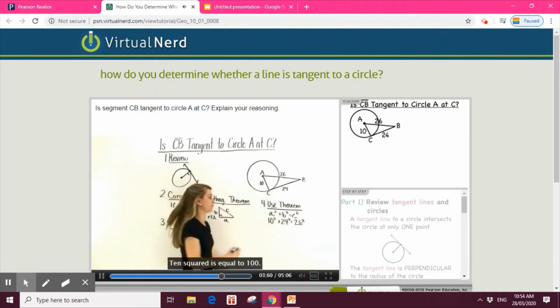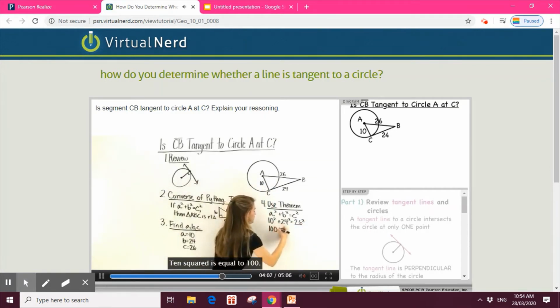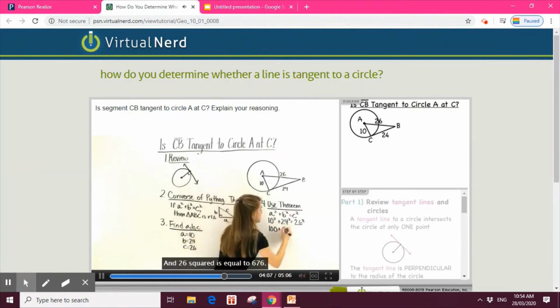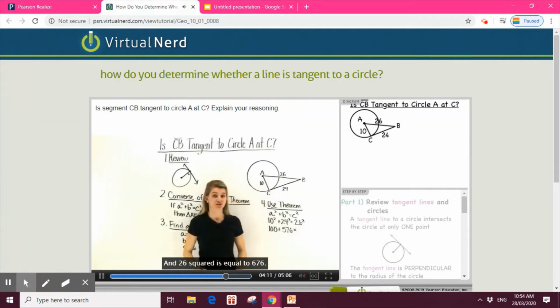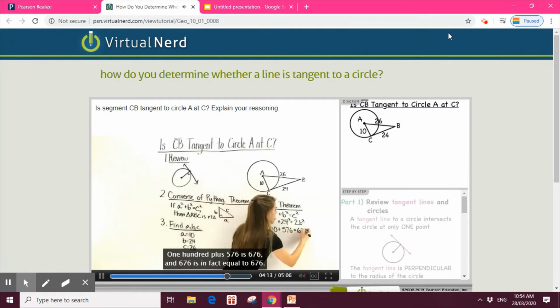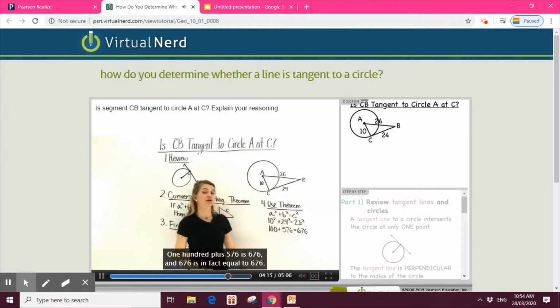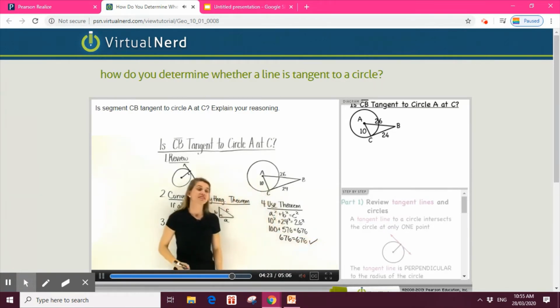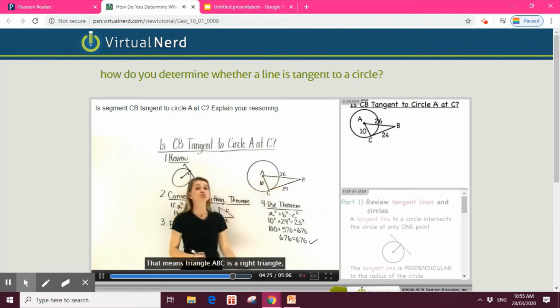10 squared is equal to 100. 24 squared is equal to 576. And 26 squared is equal to 676. 100 plus 576 is 676. And 676 is in fact equal to 676. That means triangle ABC is a right triangle.